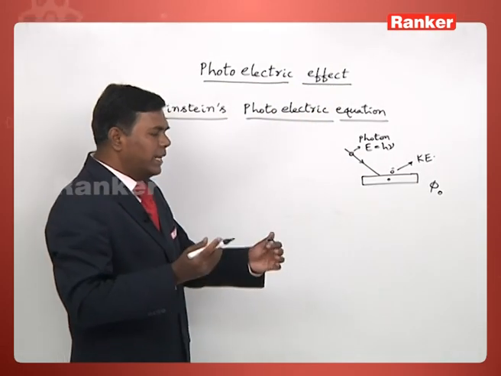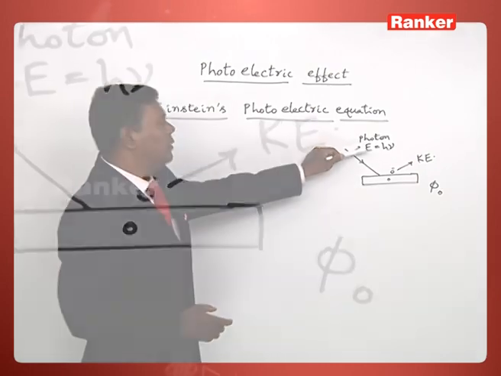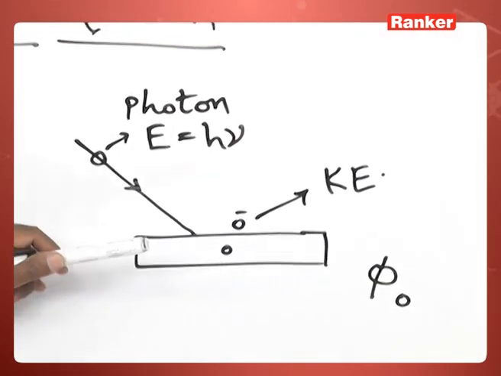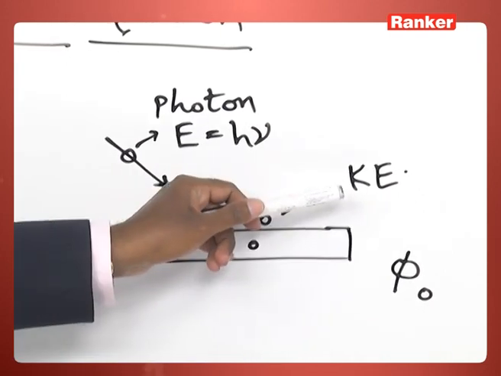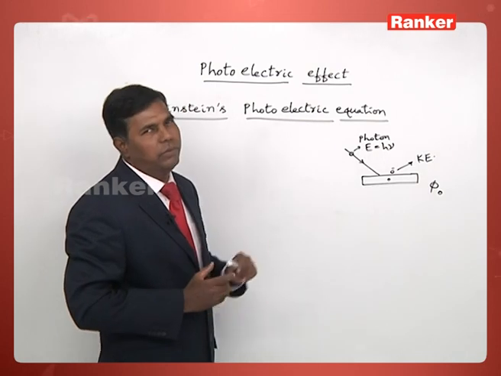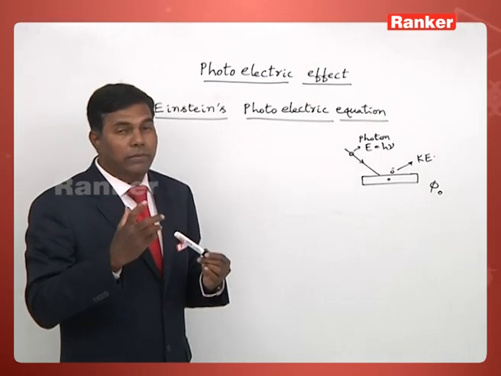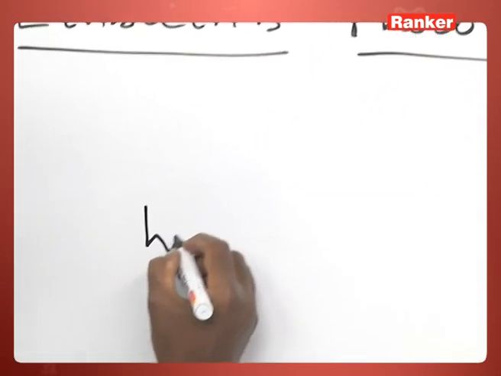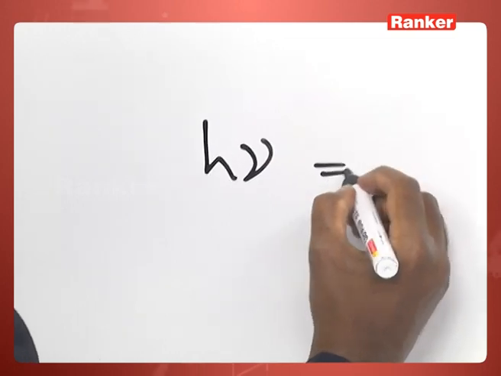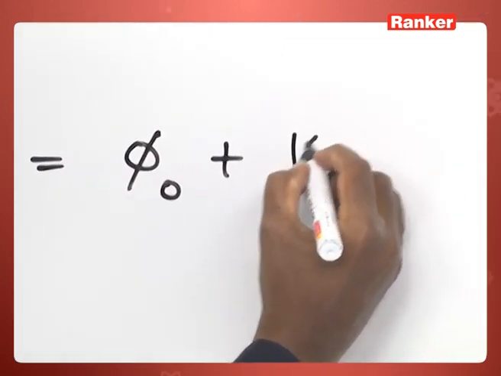So, since the energy is conserved, the total amount of energy of the photon, h nu, should be equal to the sum of the work function of the metal and the kinetic energy of the emitted photoelectron. That is nothing but Einstein's photoelectric equation. The equation looks something like this: h nu is equal to phi naught plus K max.